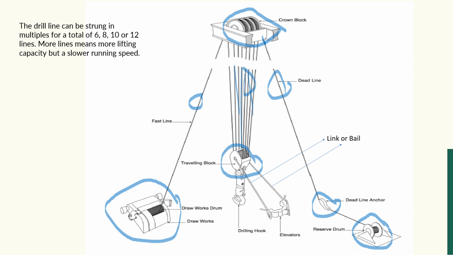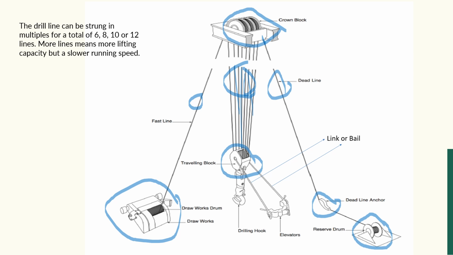But remember one thing: a greater number of lines has the capacity to hoist more weight, but it will do the function of going up and down more slowly.